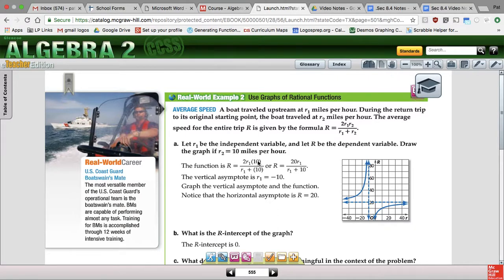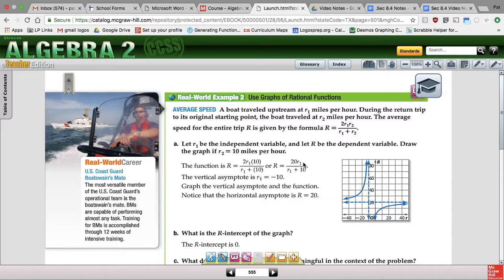So first of all, we're going to substitute 10 back into this formula. So we have r equals 20r1 over r1 plus 10. The first thing we're going to do is find our zeros. So we let 20r1, which is a of x, equal to 0, and we get r1 equals 0. So it's going to cross at the origin again, at 0, 0. Okay? The vertical asymptote is when we take the denominator and set it equal to 0, and it's at negative 10. So we have negative 10 right here as our vertical asymptote. We know it's going to cross at the origin.